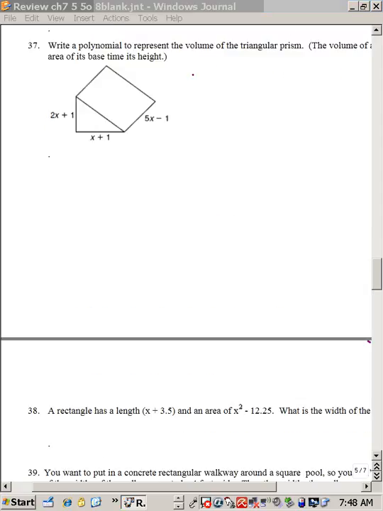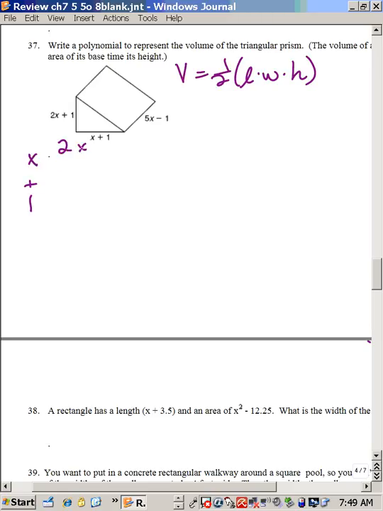37, I have to multiply length times width times height. Okay, when I do this, it is a triangular prism, so I am going to have to eventually divide by 2. So volume of a triangular prism is 1/2 length times width times height. Okay, so I'm going to multiply first the x plus 1 multiplied by 2x plus 1. The next thing I'm going to do is multiply the answer to this by 5x minus 1.